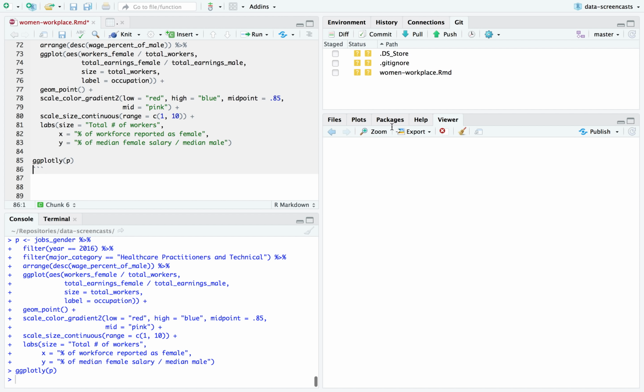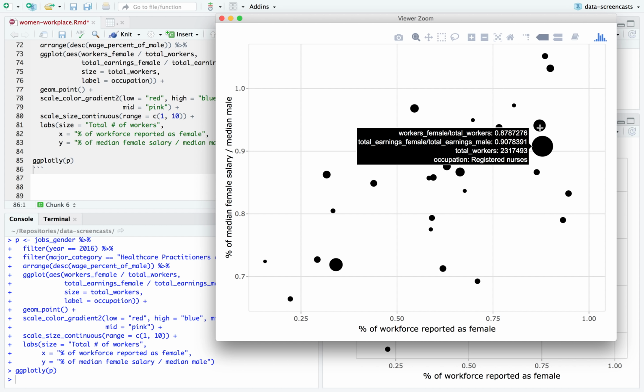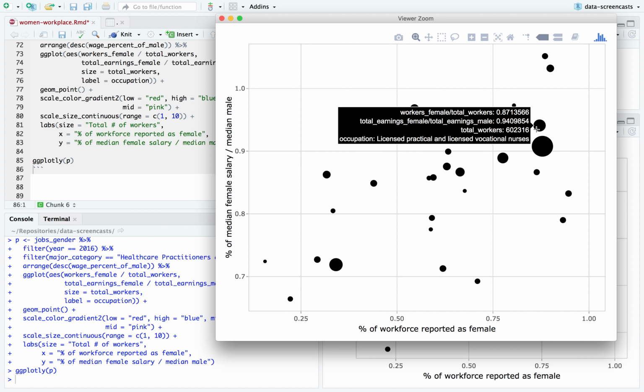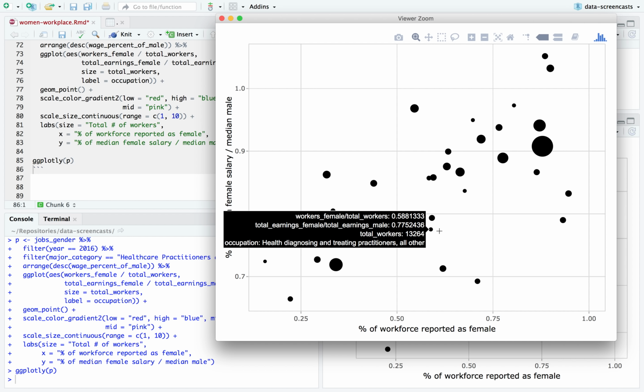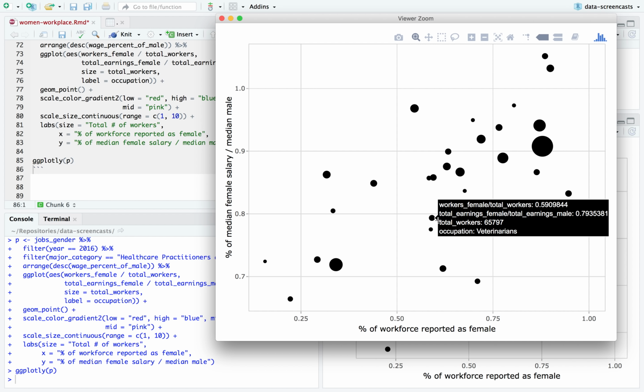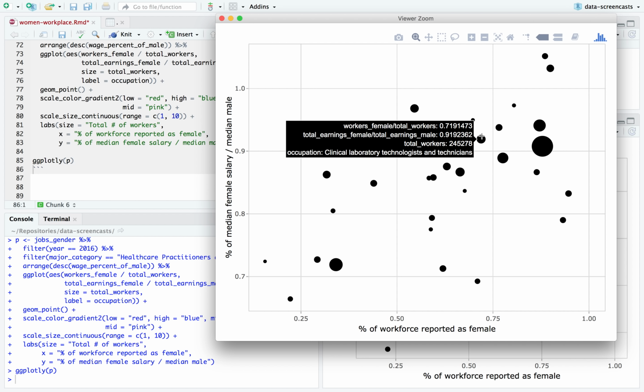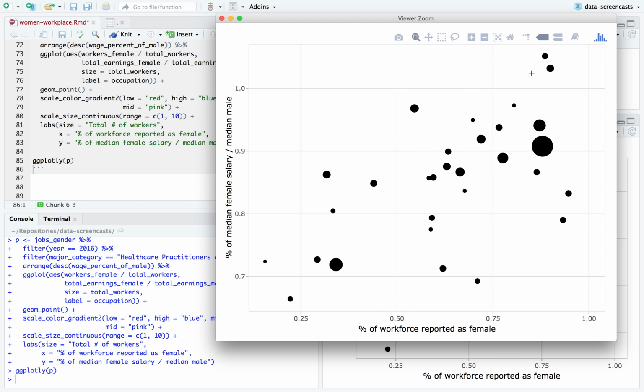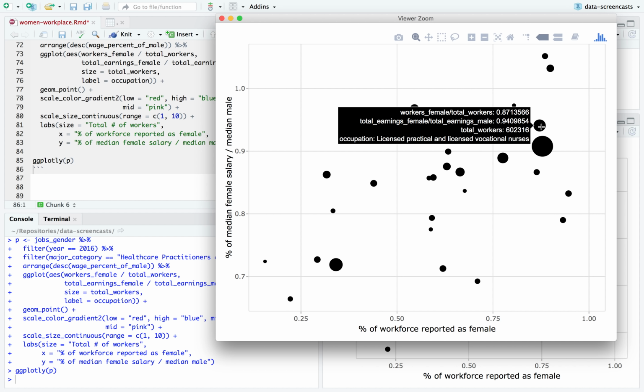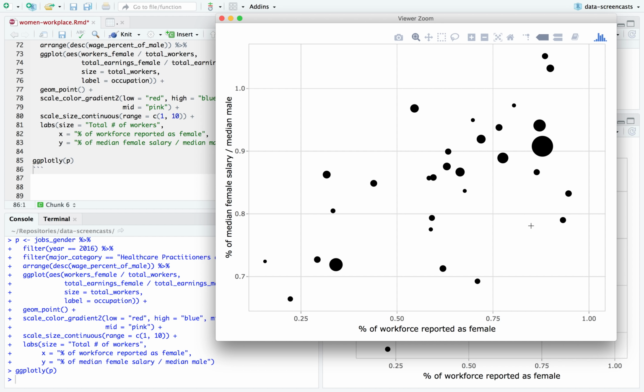I might want a slightly more dramatic depiction of the difference in terms of number of workers in each of these. Okay, it's not a very polished graph. Notice that each of these mouse overs, the tooltips, have lots of information in them. But at least it is able to tell me a lot. It is able to tell me that, let's see.